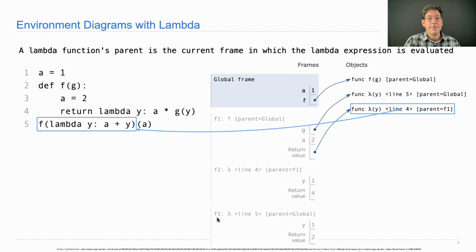This frame is for evaluating a plus y. When I look for a, I find that it's not here, and so I look in the parent, which is global. There's the 1. y was 1, and I add those together to get 2. This 2 is the value of g of y. We already looked up a. It was 2, which is why we get a return value of 4.